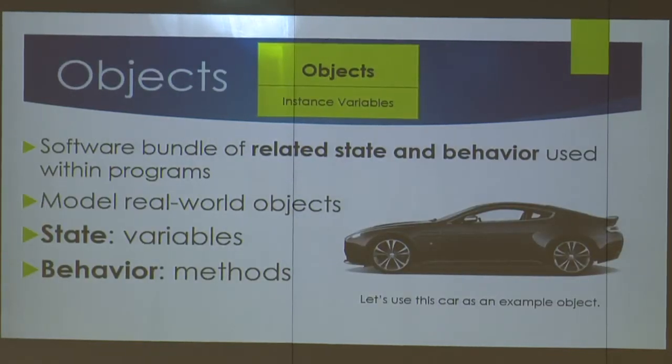So to begin with objects, they're defined as software bundles of related state and behavior used within programs, and they model real-world objects. A common example that I've used in my sessions that you guys might have seen in your class is a car, but if there's a real-life object, then you can make an object-oriented object for it. And then objects have state, which are their variables, and then they have behavior, which is described through their methods, which, like in a language like C, is essentially functions. So we'll use this car as an example because it can lend itself well to describing through state and behavior.